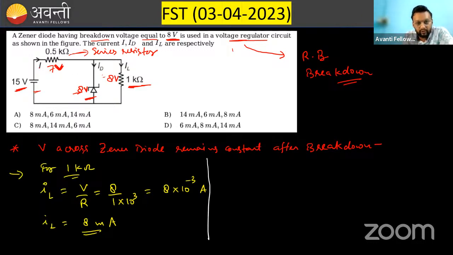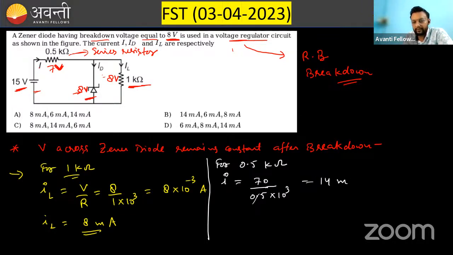Now again, you can write for which resistor they are talking about. For the 0.5 kilo ohm resistor, you know the potential. That means the current in it is given as I is equal to V over R. The potential is 7, the resistance is 0.5 into 10 raised to the power 3, because kilo means 10 raised to the power 3. It will become 14 milliampere.